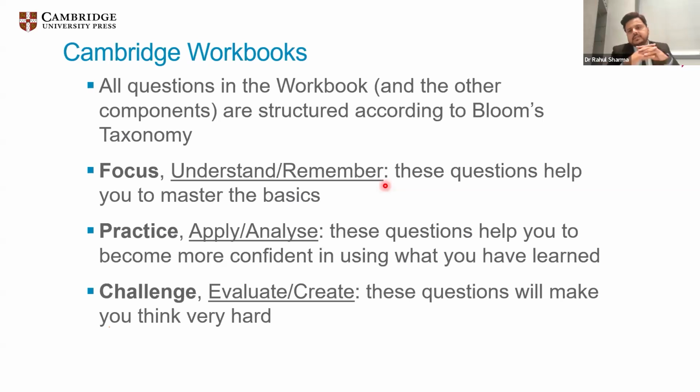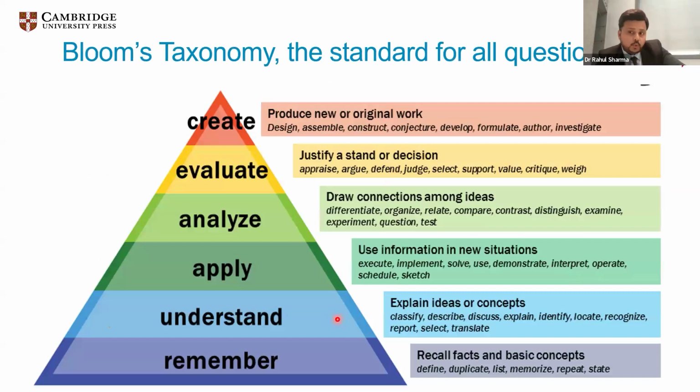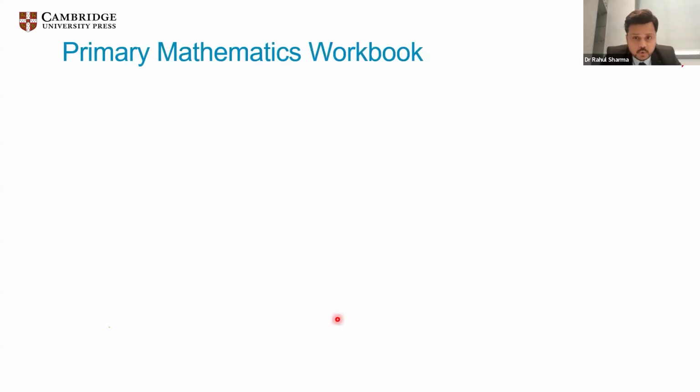So every child will start with focus to create their understandings, then apply those understandings, and finally come to the higher level questions where the thinking methods are hard and challenging, creating and evaluating their own concepts through the whole workbook chapter. So that was about Bloom's taxonomy used very nicely in the workbook, where focus, practice, and challenge are the three types of questions. I would like you to see some snapshots of those workbooks.